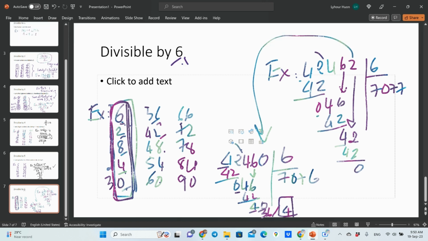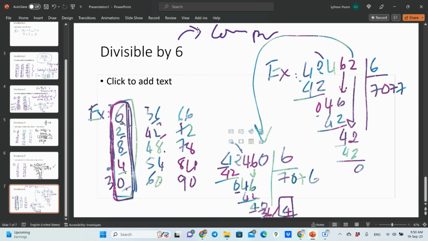6 is the combination of 2 and 3, right? Yes, this is called a compound number. 2 and 3 are called prime numbers. We will go into that in detail, but 6 is a compound number, a combination of two numbers, 2 and 3. So 2 times 3 is 6.